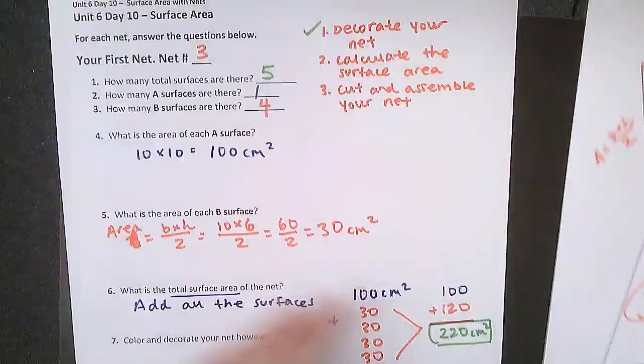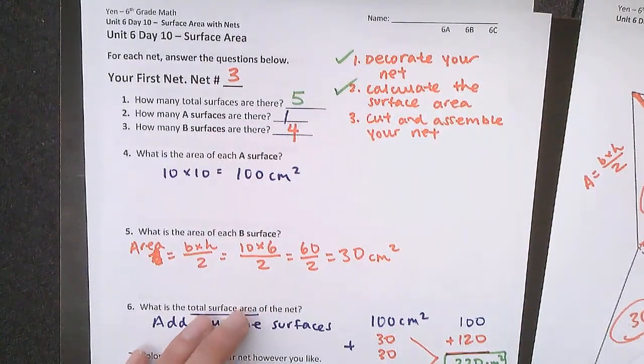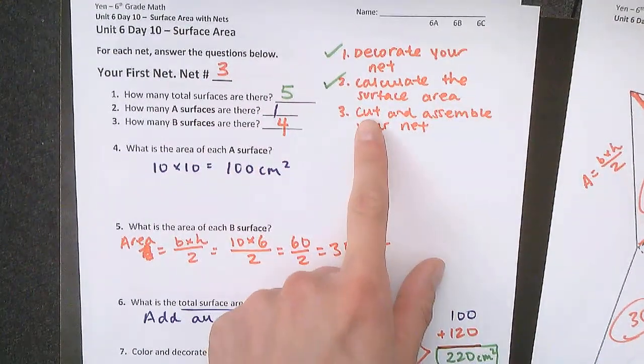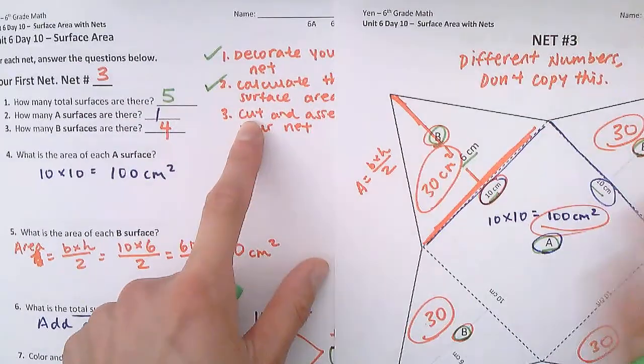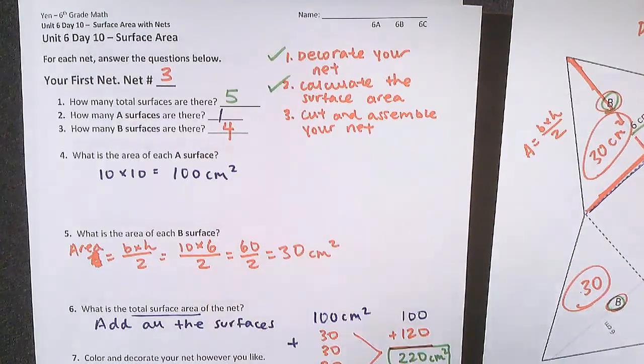So I've calculated the surface area of my shape. Now that I've done that, the last thing that I can do is cut out my net and then use some tape and assemble it into a 3D figure.